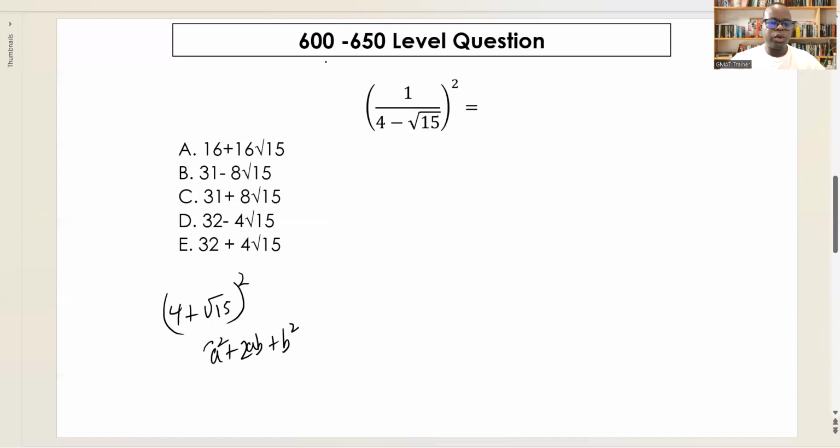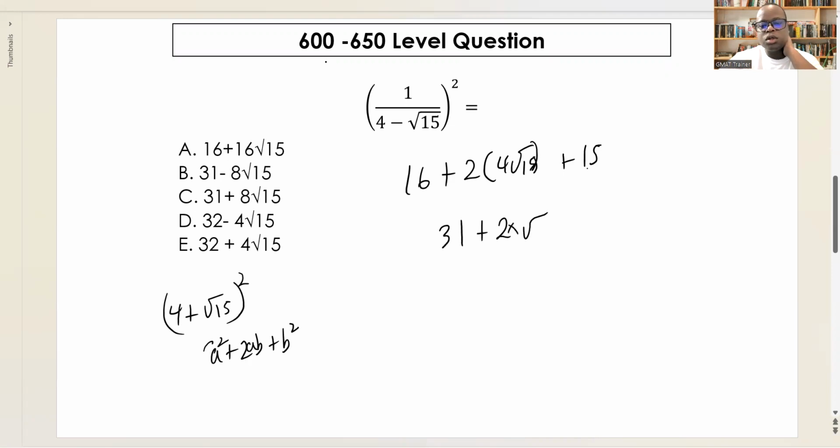Now that you have a squared plus 2ab plus b squared, that means we'll have 16 plus 2 into 4 root 15, then plus 15. So what you'll have is 16 plus 2 times 4 times root 15 plus 15 itself. So what do we have? We'll end up having 16 plus 15 is 31, plus 2 times 4 root 15, so that will be 31 plus 8 root 15. And that is now simplified, and that is the answer choice C. That is the answer to this question.